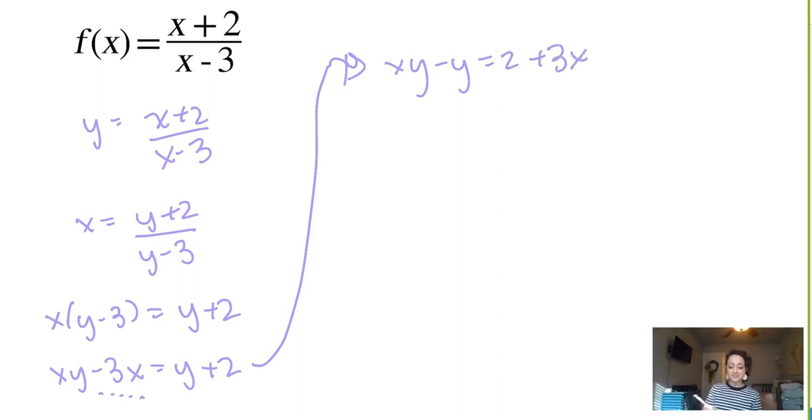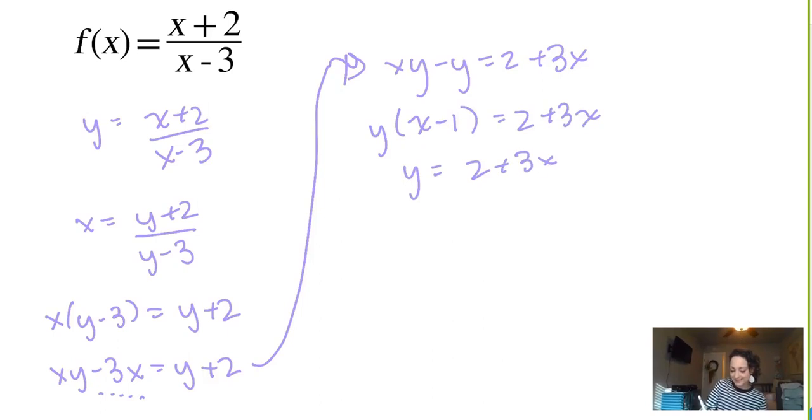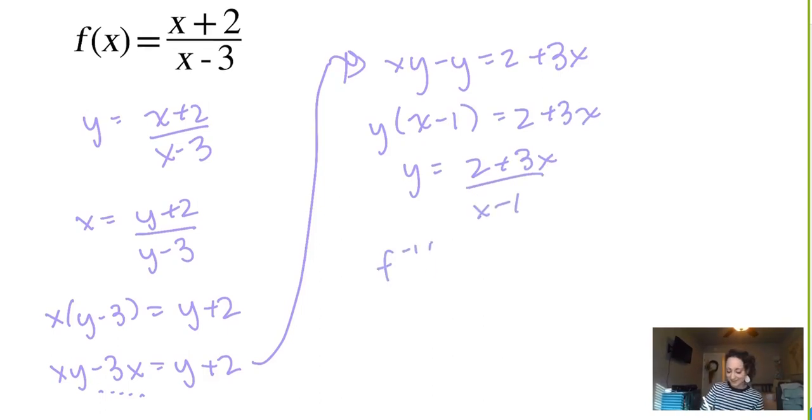Now the reason we did that is because now you can factor out a y on the left, because both terms have that factor of y. So that leaves me with x, be careful here, minus 1, right, equals 2 plus 3x. So y is equal to 2 plus 3x divided by x minus 1. So that is my final answer for f inverse.